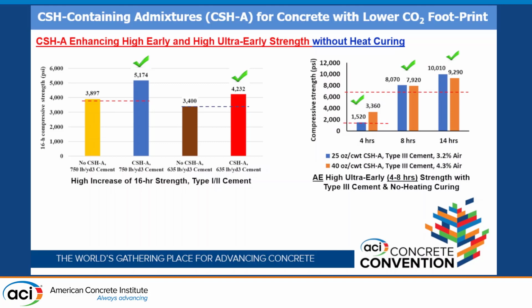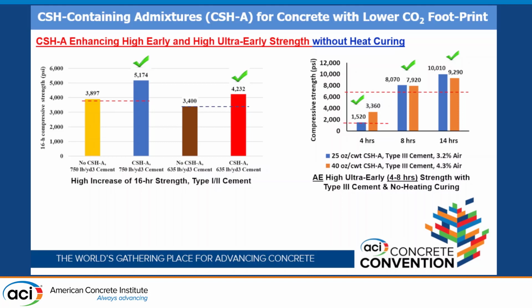Or in the case that we want to achieve high ultra early strength, okay, at 4 hours or at 8 hours, we can increase the production, the shift, okay? Instead of one shift, you can have two shifts, for example. Or maybe you can open for traffic early, at 4 hours or 8 hours, you already can open it.